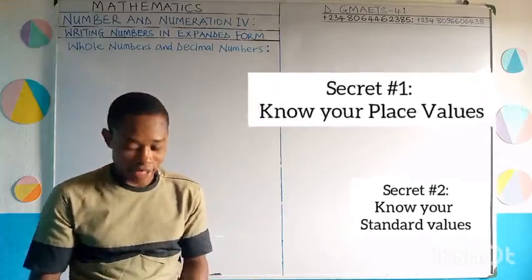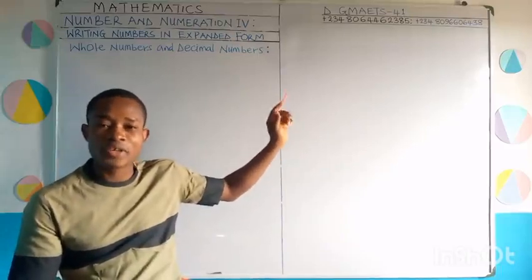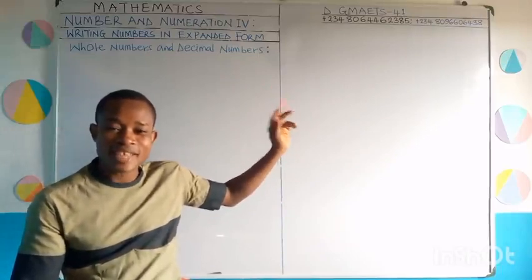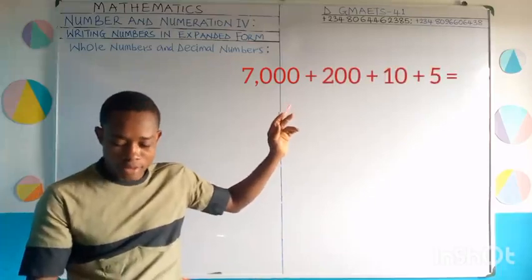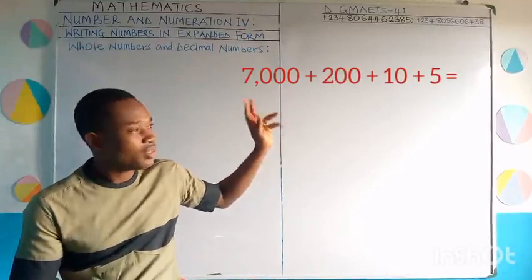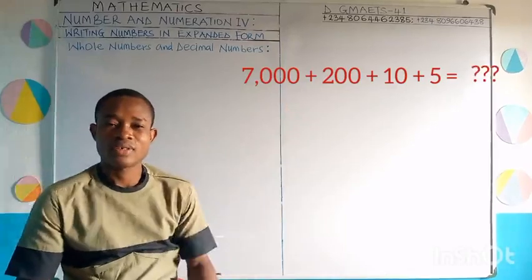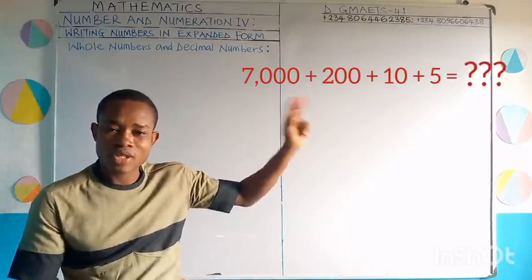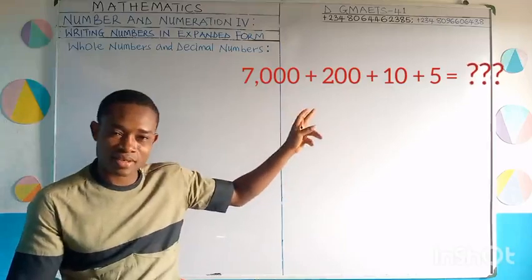To start with, please take a look at these numbers on the board. The first one here, I have 7,000 plus 200 plus 10 plus 5. This number, which number does it represent? 7,000 plus 200 plus 10 plus 5. So which number is represented by this?